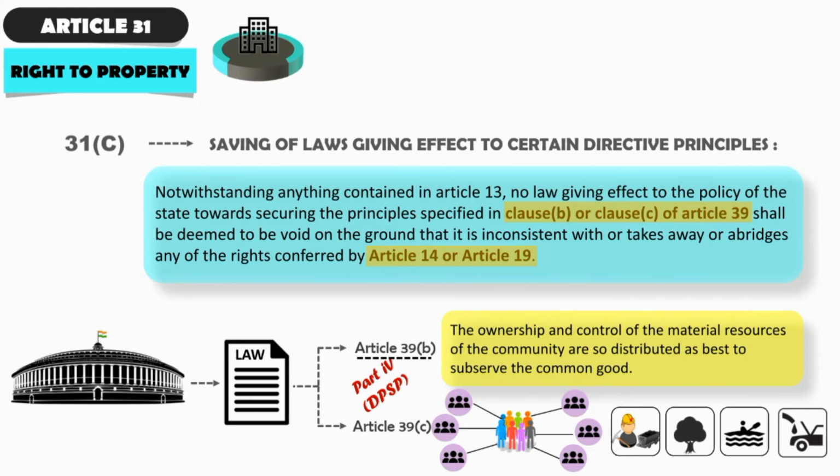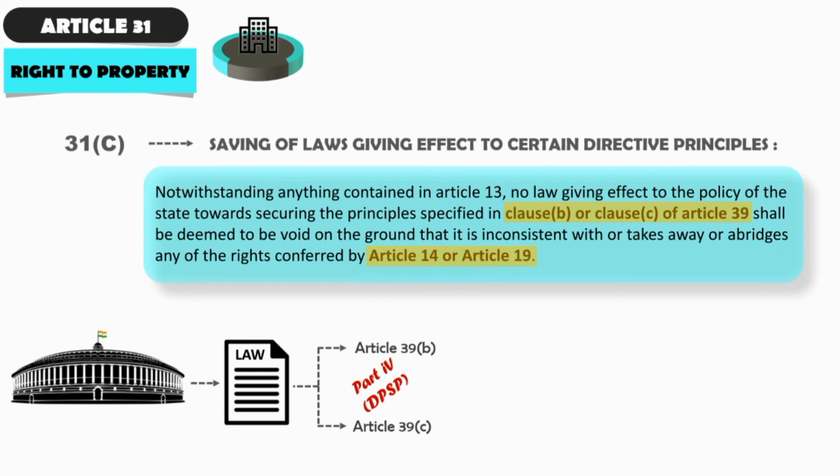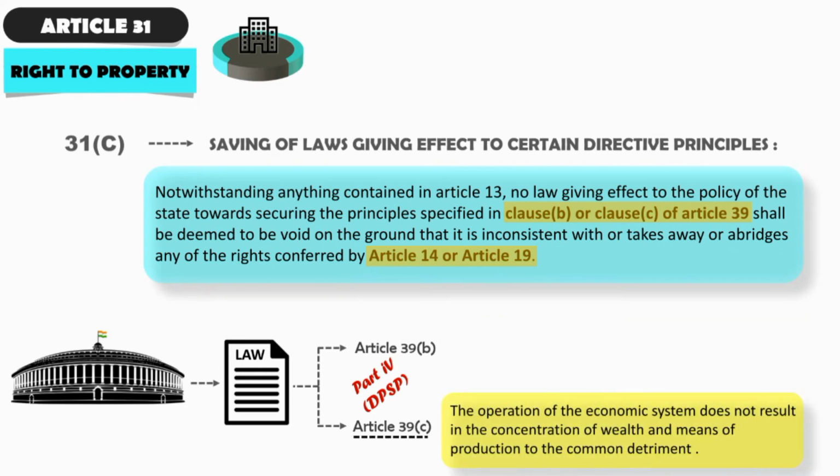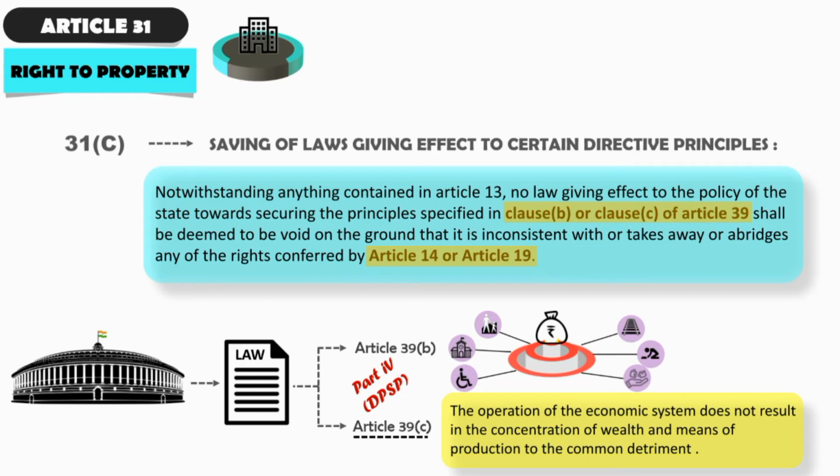And Article 39 Clause C says that the operation of the economic system does not result in the concentration of wealth and means of production to the common detriment. Basically, it talks about equal distribution of wealth. Wealth should not be concentrated at one place or with one person. So the government came up with the tax system to distribute wealth, taking more tax from those who have more money and taking less tax from those who have less money.